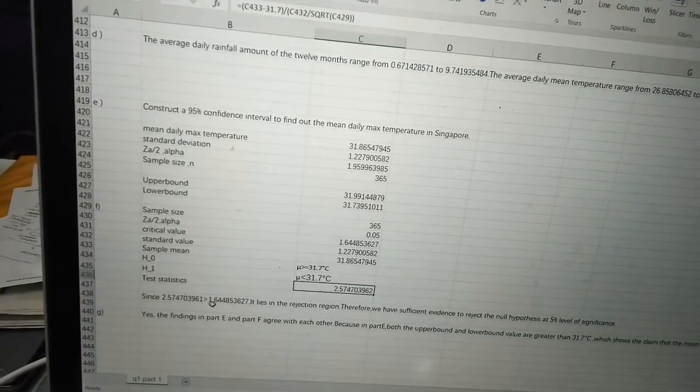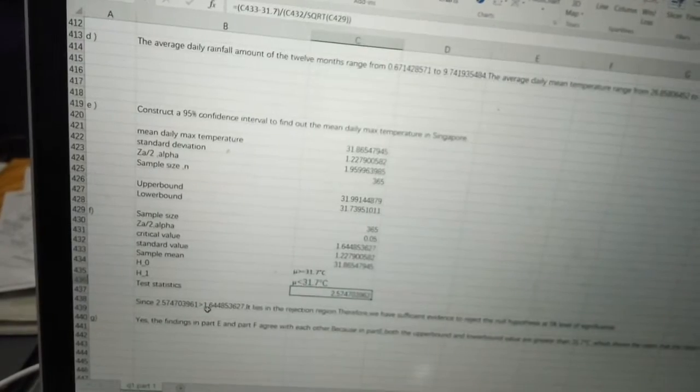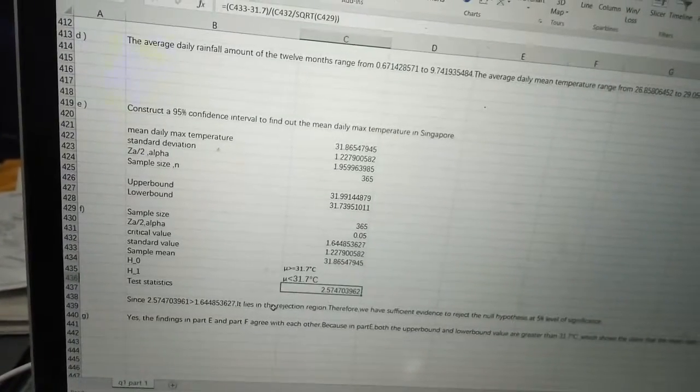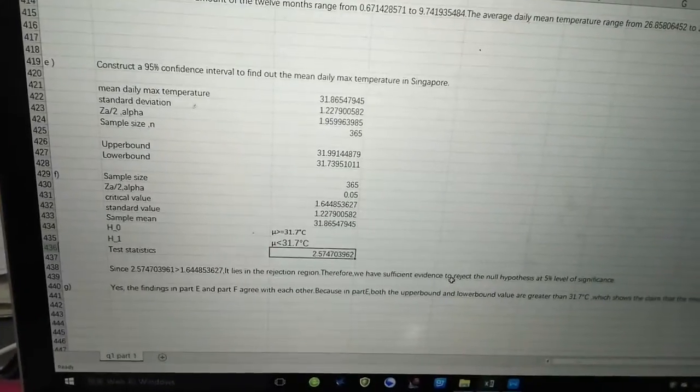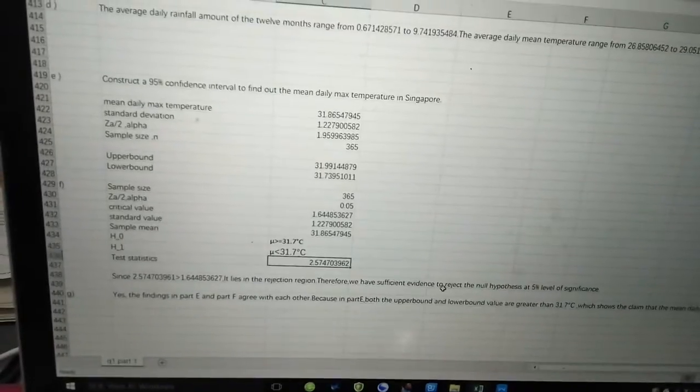Since my number is larger than 1.644853627, it lies in the rejection region. Therefore, we have sufficient evidence to reject the null hypothesis at 5% level of significance. Last question.